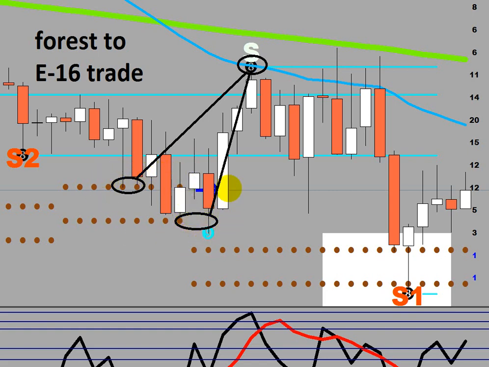You might consider going long and taking a trade up to E16, which will be the forest to E16 trade. And when you are closing your hedge, you're supposed to roll out pending additional hedge orders.